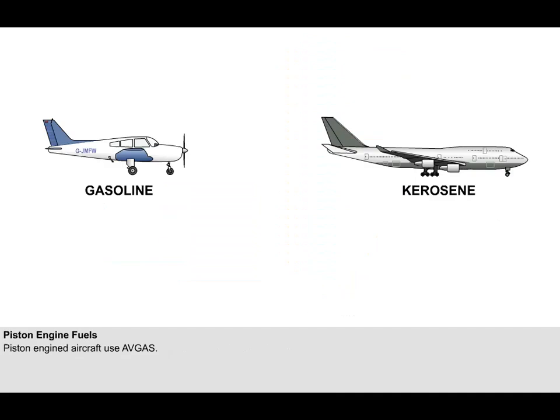Piston-engined aircraft use gasoline fuels grouped under the title aviation gasoline or avgas. Gas turbine engines use kerosene. Aviation gasoline is manufactured to conform with exacting specifications that are issued in the United Kingdom by the UK Aviation Fuels Committee on behalf of the Defence Material Standardisation Committee. The specification number for gasoline is Defence Standard or DEFSTAN 91-90.